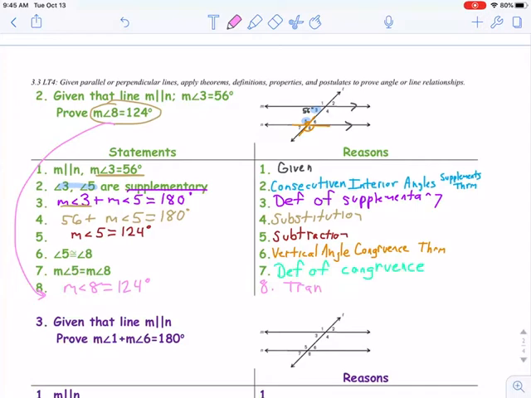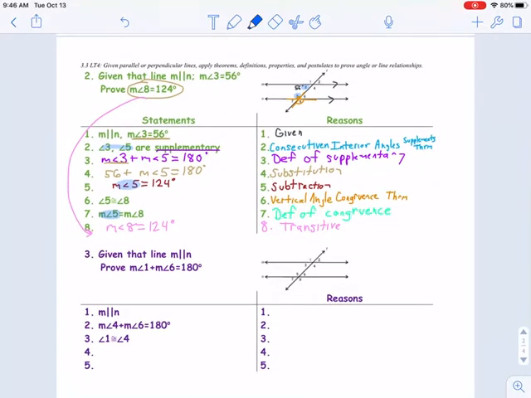Transitive. How is this transitive? Watch this. Angle 8 equals 124 degrees. Measure of angle 5 equals 120. Wait, hold on, time out. Let me rephrase this. Measure of angle 8 equals measure of angle 5. Measure of angle 5 equals 124 degrees. So measure of angle 8 and 124 degrees are both equal to measure of angle 5, so they're equal to each other via transitive. All right, cool beans. All right, cruising right along.